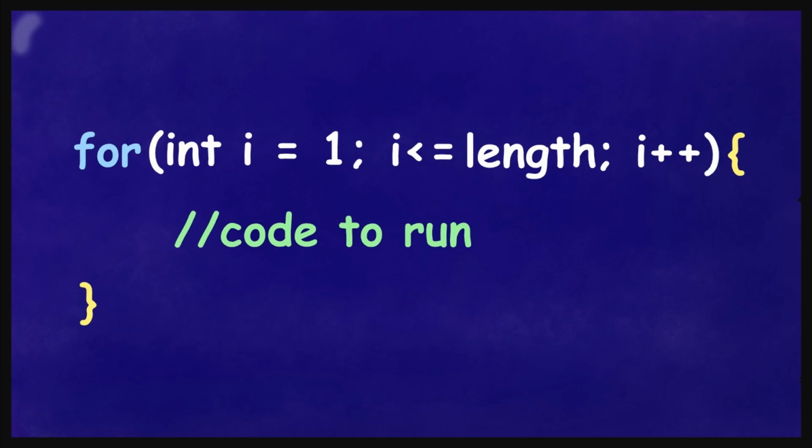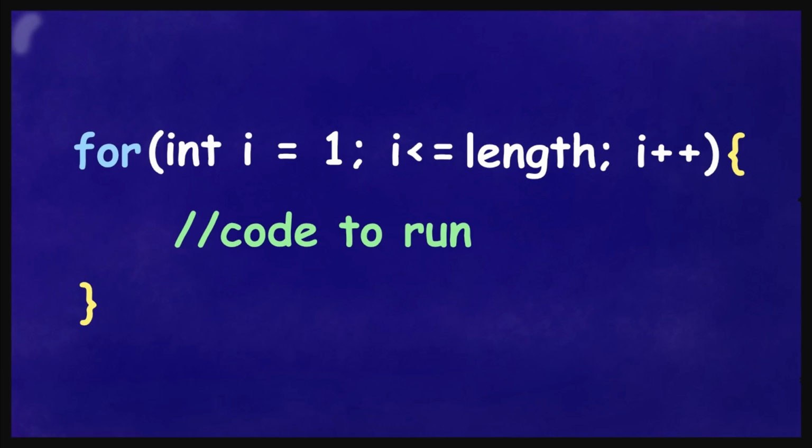First up, we have the for loop. For loops are perfect when you know exactly how many times you want something to run. The syntax is this. You write for, then open a parenthesis. Inside the parenthesis there are three components: where the repetition starts, when the repetition stops, and how much the counter variable increases on each iteration. We usually use the letter i as the counter variable.